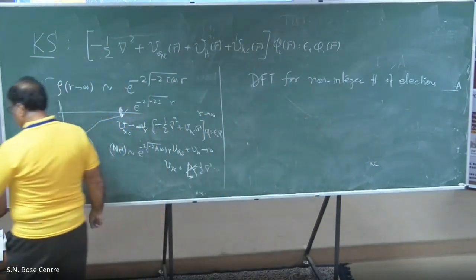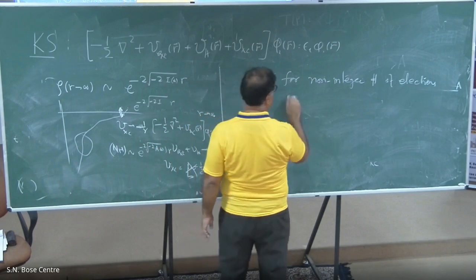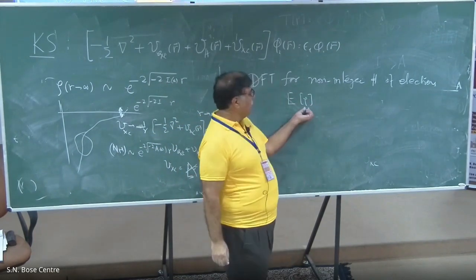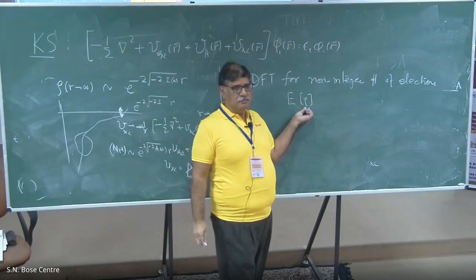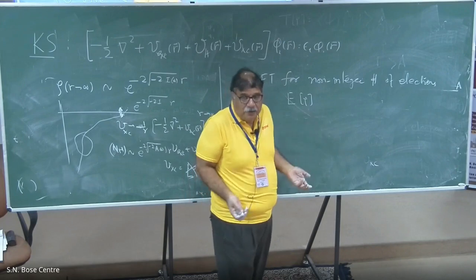DFT for non-integer number of electrons. So the first thing you will ask is, why, how can you do it? After all, I have a functional of rho. I can put in any rho out here, whether it integrates to N or integrates to N plus 0.5, and what do I get?